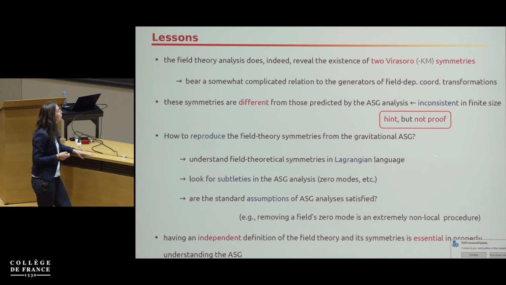So how to reproduce them? One way would be to try to understand already in field theory the symmetries in Lagrangian language, which is closer to what we did on the gravity side. Another thing would be to try to do the Hamiltonian formulation in gravity. That's another possibility.